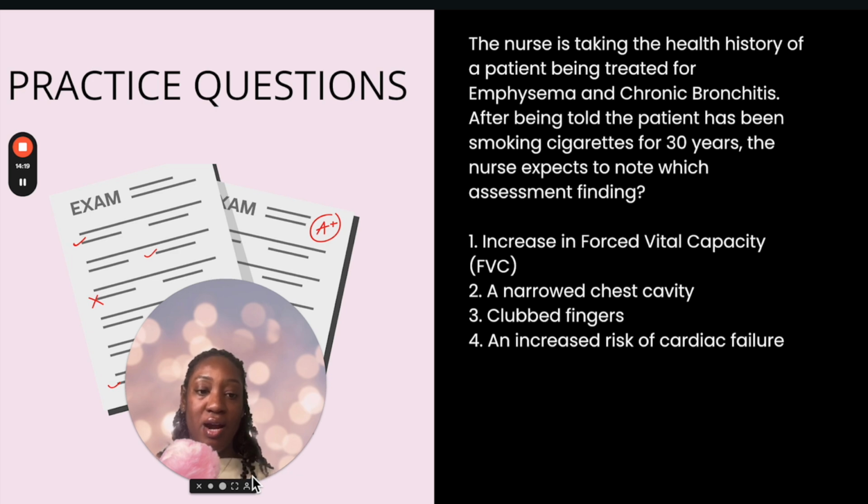So then we have a narrow chest cavity for number 2, or 3, clubbed fingers. What are some things that you see in chronic bronchitis, emphysema, COPD? And this is when some of the patho comes in a little bit too, because you have to know what these things are, what they are lacking, oxygen, and what are some of the signs and symptoms, the assessment that you would see for somebody that's lacking oxygen. If you guessed it, you're right. Clubbed fingers. So you would see clubbed fingers. So it's number 3. So there goes again that assessment finding.